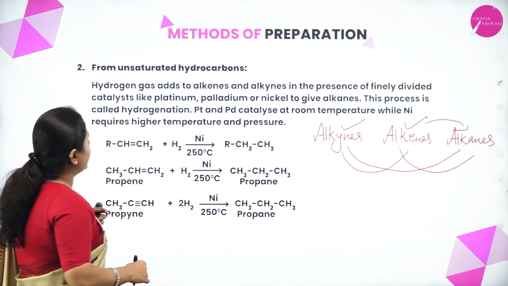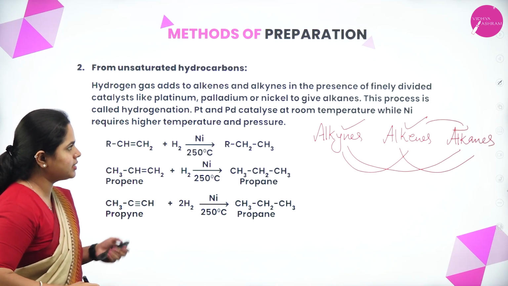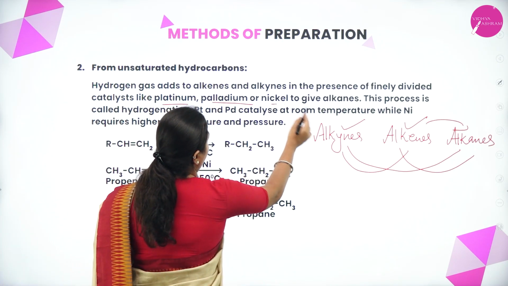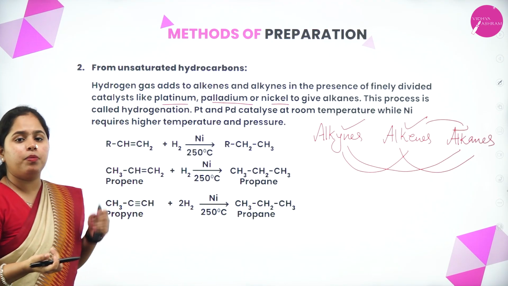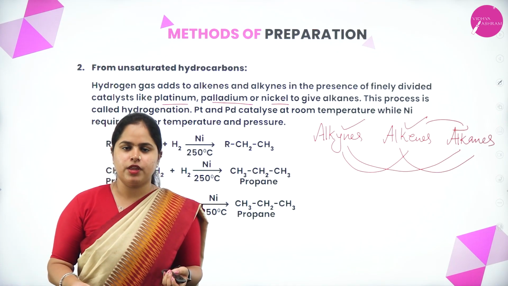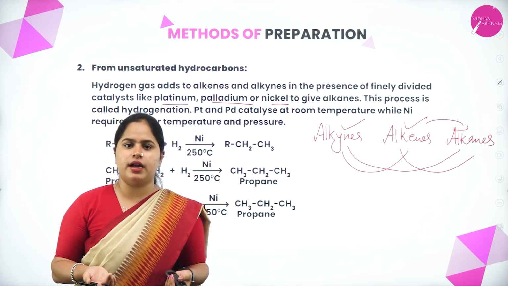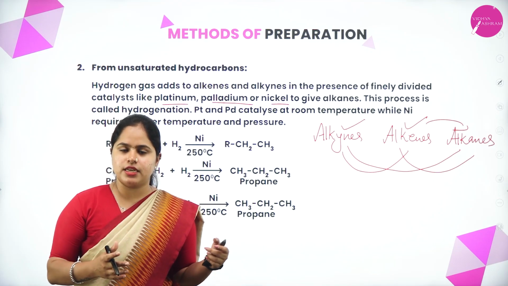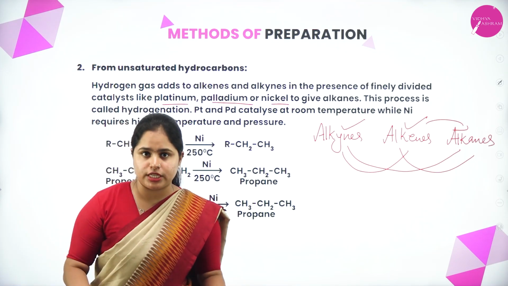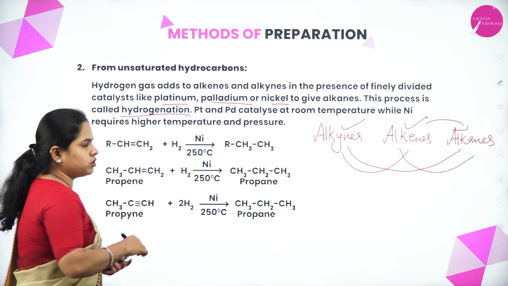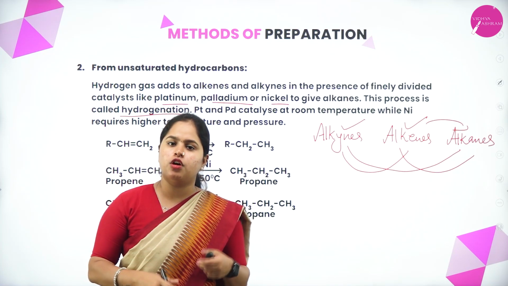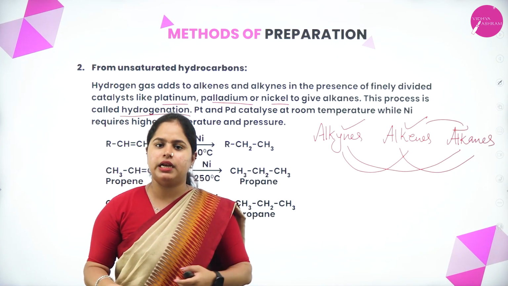Hydrogen gas adds to alkenes and alkynes in the presence of finely divided catalysts like platinum, palladium or nickel to give alkanes. Platinum and palladium act as catalysts at room temperature, but if you are using nickel, we have to use it at higher temperatures. In this case also we are going to add hydrogen. The process is called hydrogenation. Addition of hydrogen is called hydrogenation, and it happens in the presence of catalysts such as platinum, palladium or nickel.